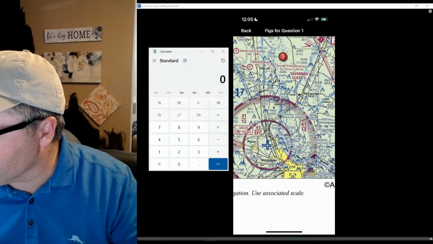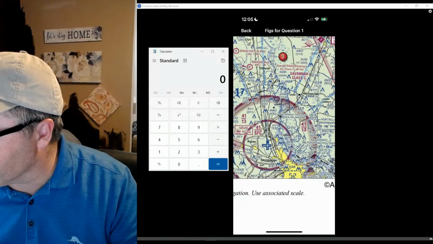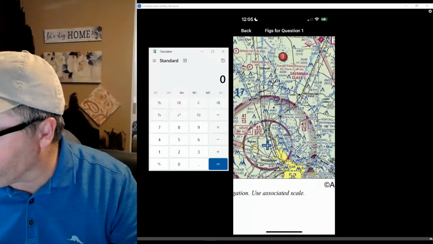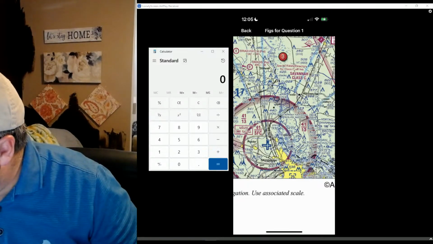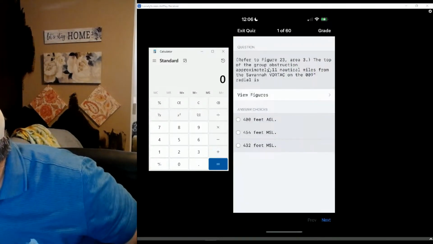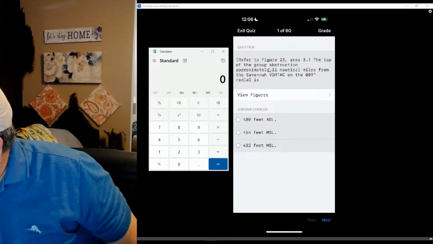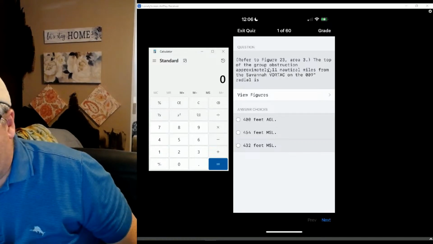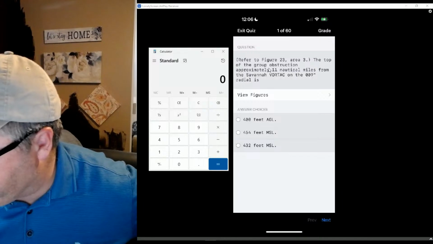Okay. And they're asking for the height of the group obstruction. Not 8, 9. And it's just about right here. So it looks like they're referring to that group. Let's just check the question. Always answer the question they're asking. The top of the group obstruction 11 nautical miles from the Savannah VORTAC on the 009 radial is. And remember, radials always radiate. So you're always going from the center of the radial because you're radiating outward.